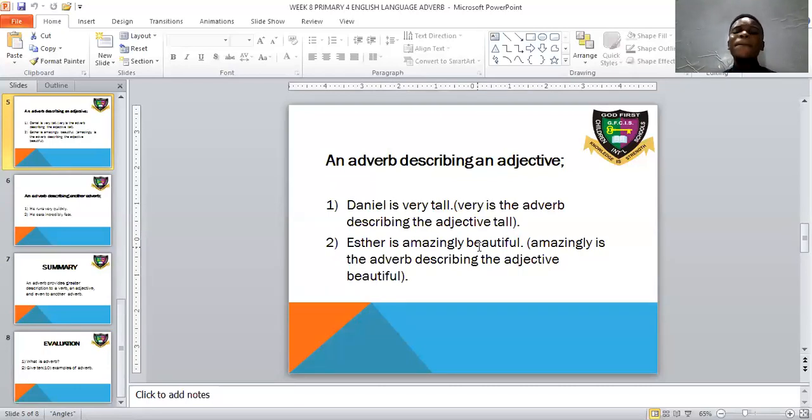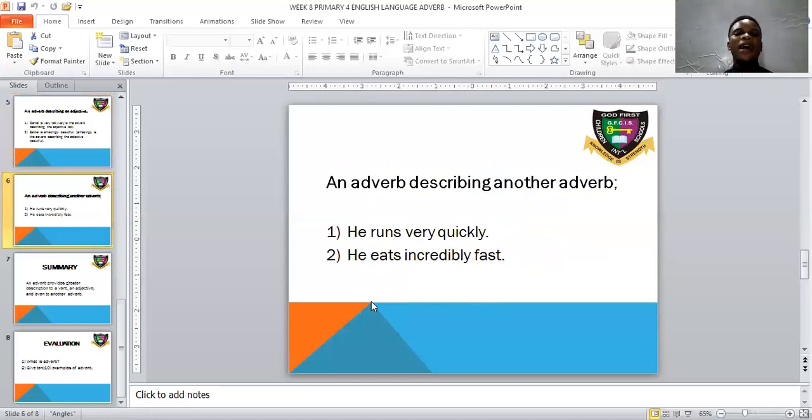Esther is amazingly beautiful. That amazingly is the what? Is the adverb. Is the one describing the what? The adjective beautiful, telling us how beautiful Esther is. Amazingly beautiful. Look at what they wrote there. He said, amazingly is the adverb describing the adjective beautiful. Is that understood? Good. Now, an adverb describing another adverb.